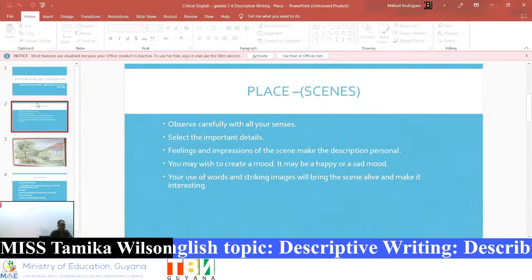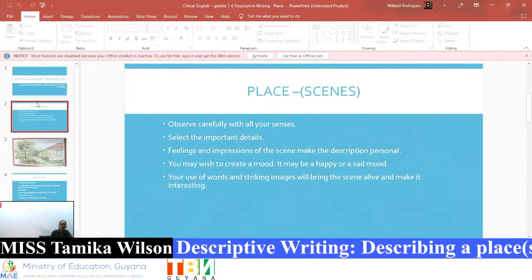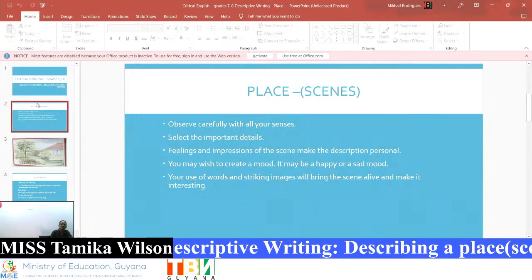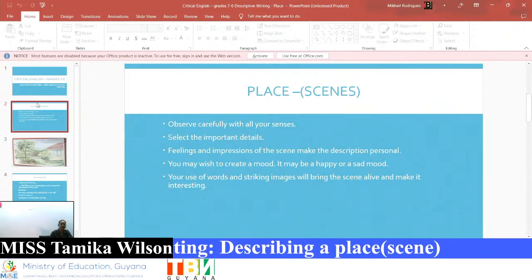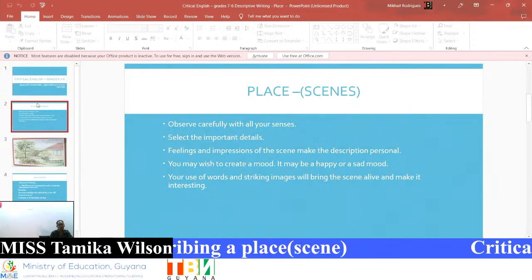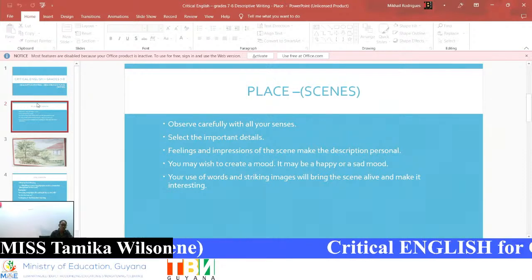So remember, when we started talking on Wednesday, we said that descriptive writing makes use of a lot of descriptive words as well as adjectives. Now, they're not two of the same thing, they're different. So describing words and descriptive words and adjectives.